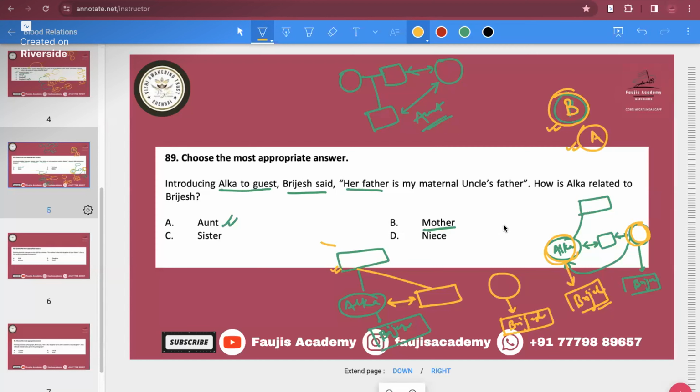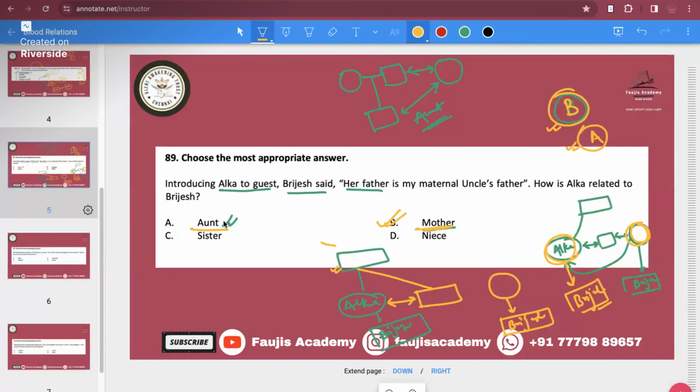Possible. Very much possible. But we'll go ahead with straight relationships, as much as we can establish over here. Right, guys? So if we have to choose between aunt and mother, we'll choose mother, right, guys? Yes, sir. Cool, guys. Thank you so much.